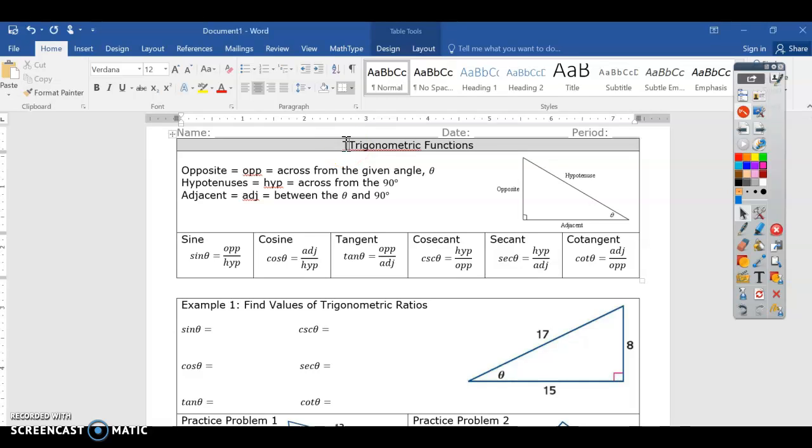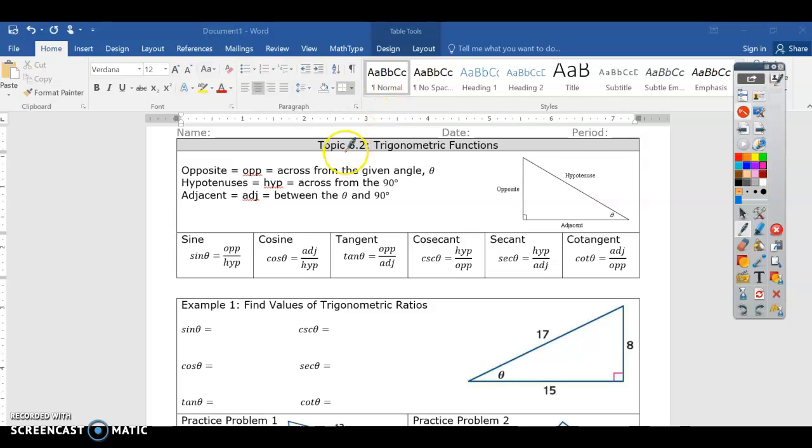This is topic 6.2. What if we no longer have special right triangles, and the angles are something other than 45 degrees or 30 and 60? Then you can use trig functions, or trigonometric functions, which are sine, cosine, tangent, cosecant, secant, and cotangent. This also should be a review from geometry.